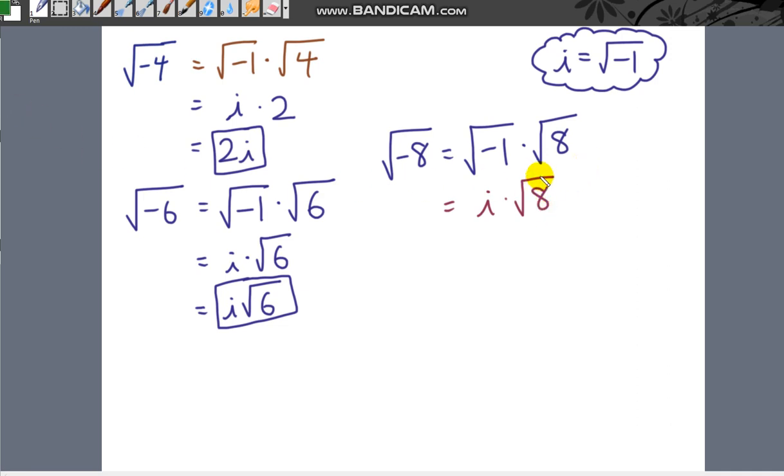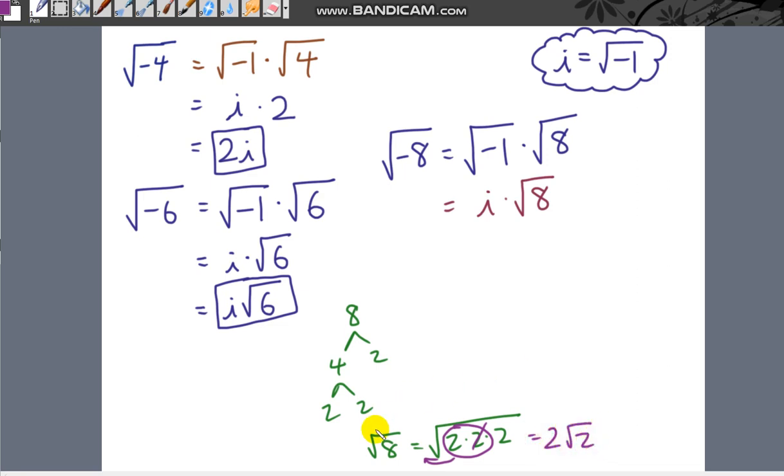Now we need to break up the square root of 8. If you remember how to do that, 8 breaks down into 4 and 2, and 4 breaks down into 2 and 2. So the square root of 8 is the same thing as the square root of 2 times 2 times 2. If you remember how to manipulate this, we have our partners in crime here. One gets shot, one comes out, and this becomes 2 times the square root of 2. So the square root of 8 is the same thing as 2 times the square root of 2. We replace the square root of 8 with that, so we have I times 2 times the square root of 2.